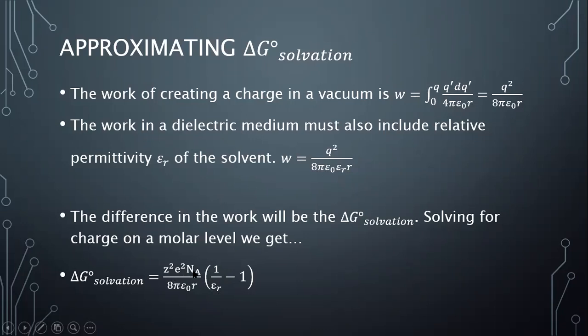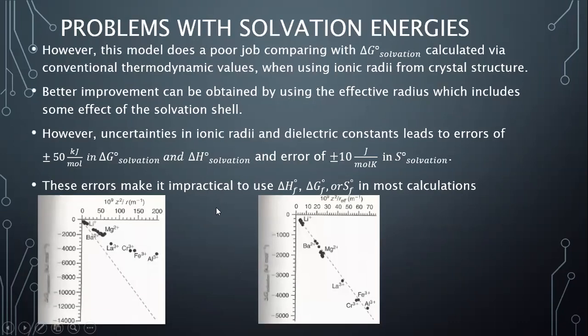So that's a constant, all that constant. The only thing that really changes is maybe R. So we'll get this and simplify it even further. But there's some problems here. The model does a very poor job comparing delta G solvation calculated with conventional thermodynamic values when you use the ionic radii from a crystal structure.